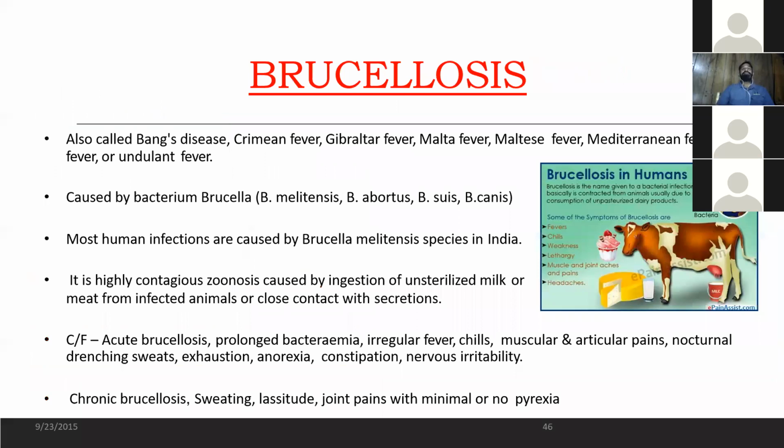space or even contaminants. The next disease is brucellosis, also called Bang's disease, Crimean fever, Gibraltar fever, Malta fever. This is caused by the bacterium Brucella: Brucella melitensis, Brucella abortus, Brucella suis, and Brucella canis. Most human infections are caused by the Brucella melitensis species in India. It is a highly contagious zoonosis caused by ingestion of unsterilized milk or meat from infected animals or close contact with secretions. Acute brucellosis: prolonged bacteremia, irregular fever, chills, muscular and articular pains, nocturnal drenching sweats, exhaustion, anorexia, constipation, nervous irritability, are the clinical findings. And chronic brucellosis is sweating, lassitude, joint pain with minimal or no pyrexia.